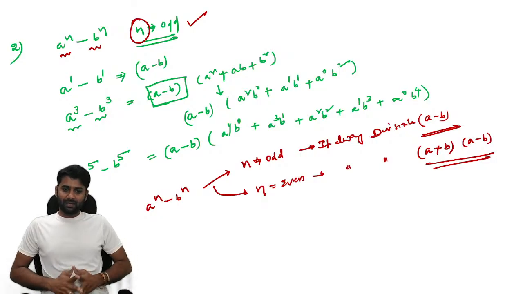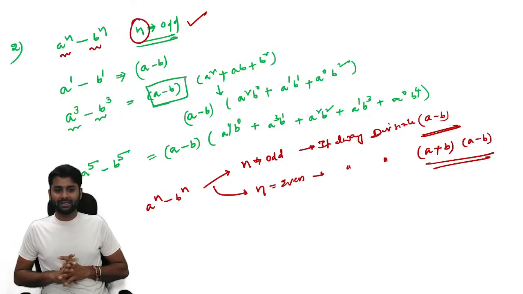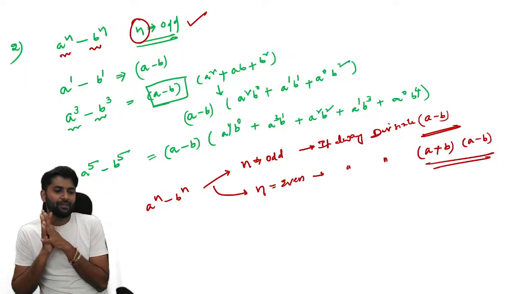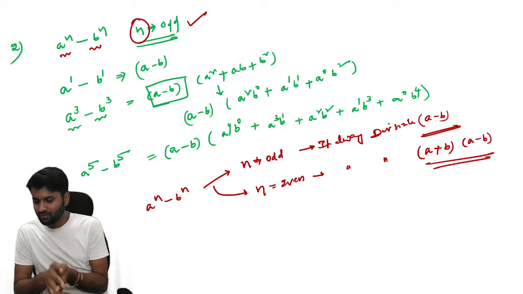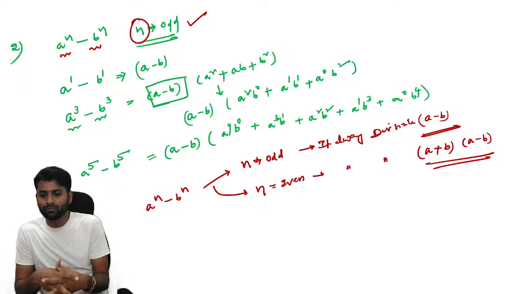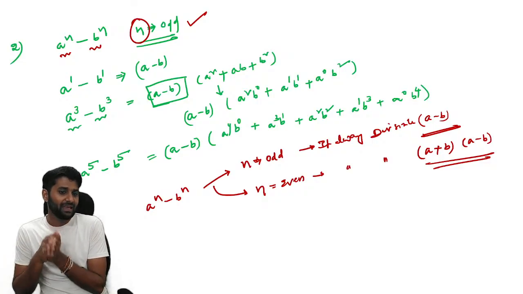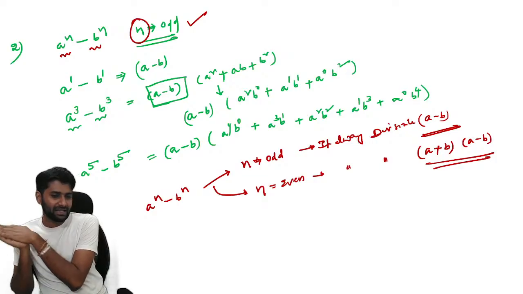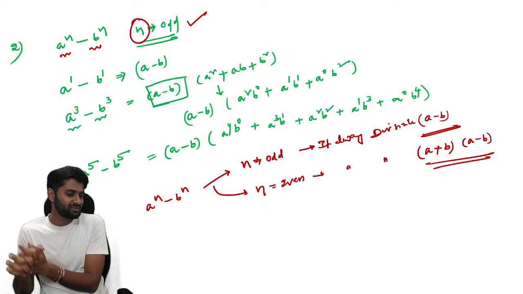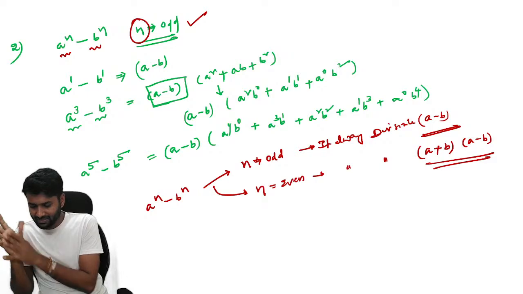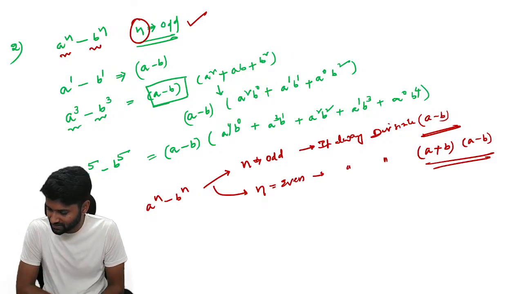2 points in these combinations. If A power n minus B power n, if n is an even number, it is always divisible by the sum of those two bases and the difference of those two bases. If n is an odd number, it is always divisible by A minus B. It means the difference of those two numbers.